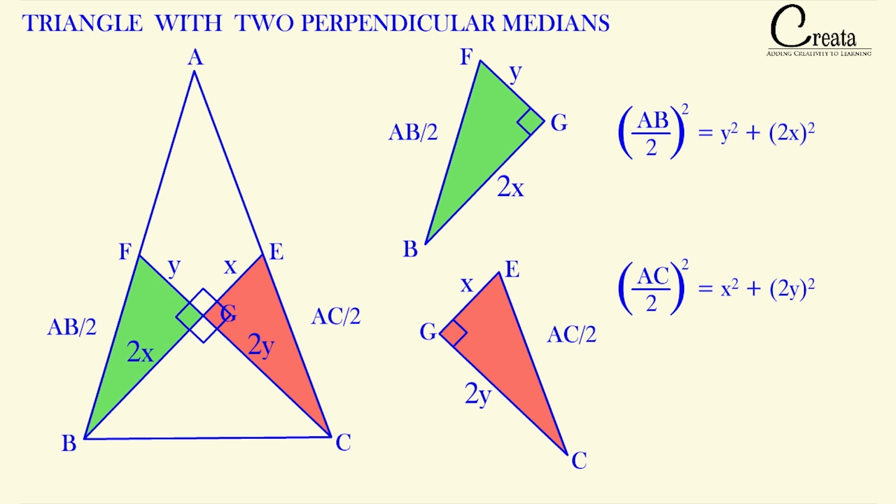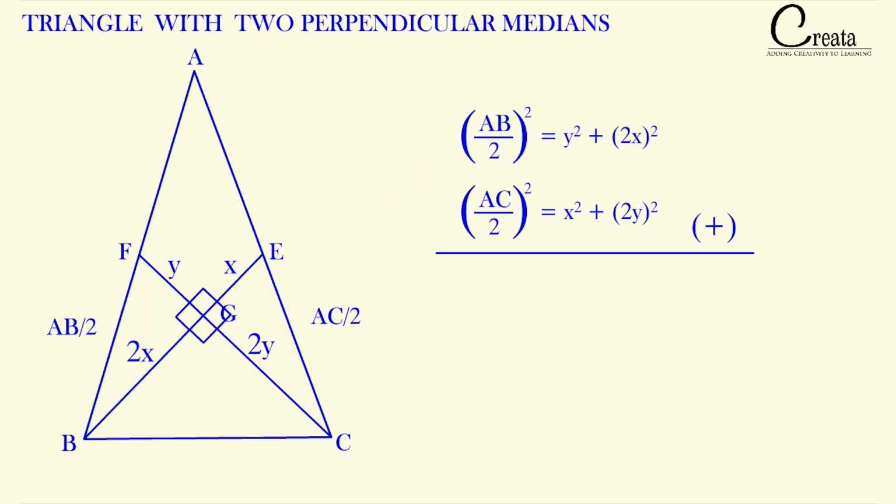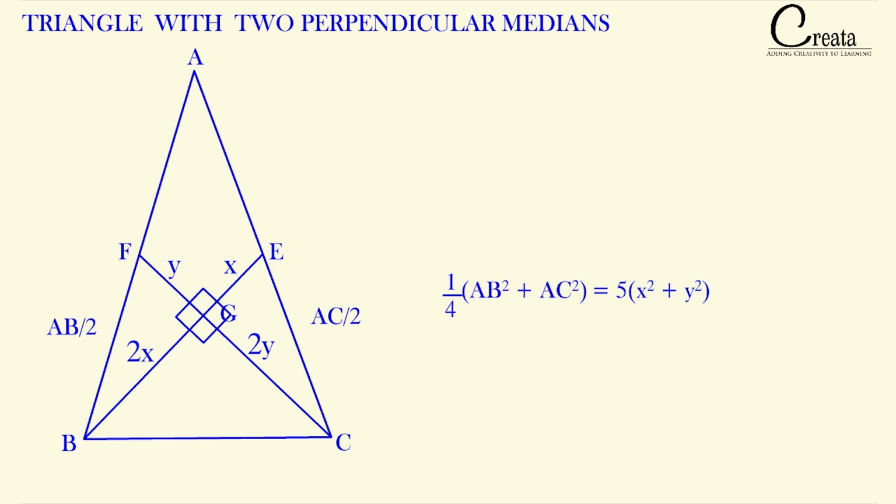So we got two relations. Let's simplify them and add them. On adding, we got 1 by 4 times (AB square plus AC square) is equal to 5 times (X square plus Y square). Okay, we got a relation. Our relation is having AB and AC, the two sides of the triangle. And X and Y we have assumed as EG and FG. So somehow we have to replace this X square plus Y square with the sides of the triangle. Let's see how we do so.